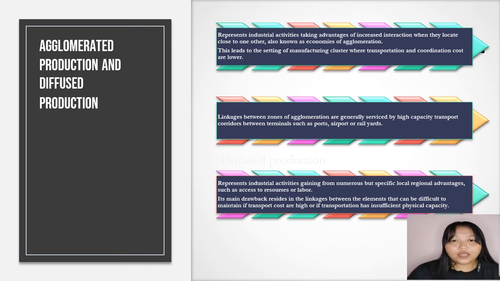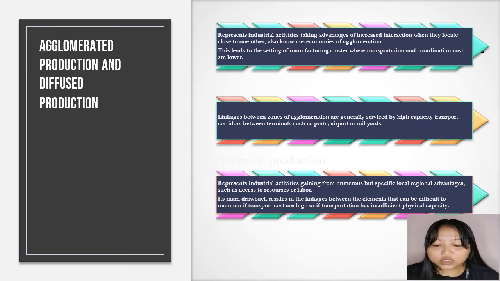Okay, next, deficit production. Deficit production represents industrial activities gaining from numerous but specific local or regional advantages, such as access to resources or labor. The second one is its main drawback resides in the linkage between the elements that can be difficult to maintain if transport costs are high or if transportation has insufficient physical capacity.